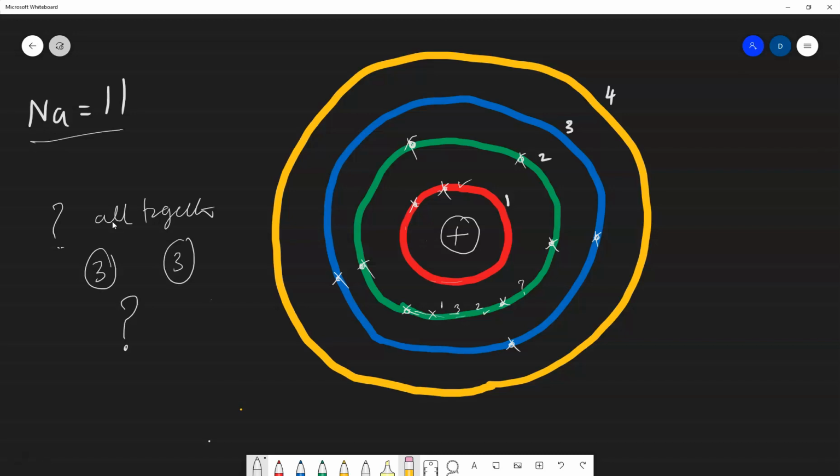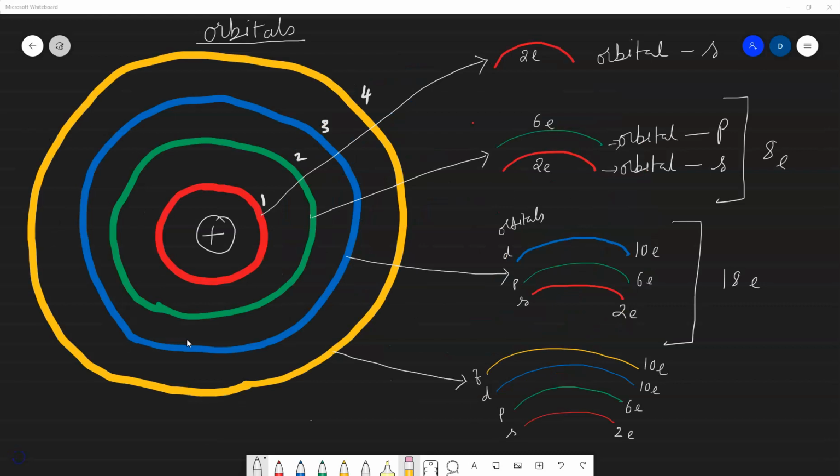The same thing applies even for the fourth shell. We know that the fourth shell can have a maximum of 32 electrons. So how do these 32 electrons go? Do they all go together, or do they go in groups? What you're going to learn next is that we are going to zoom in and say exactly what this orbit is made of, what exactly a shell is made of. That's what you're going to discuss next.